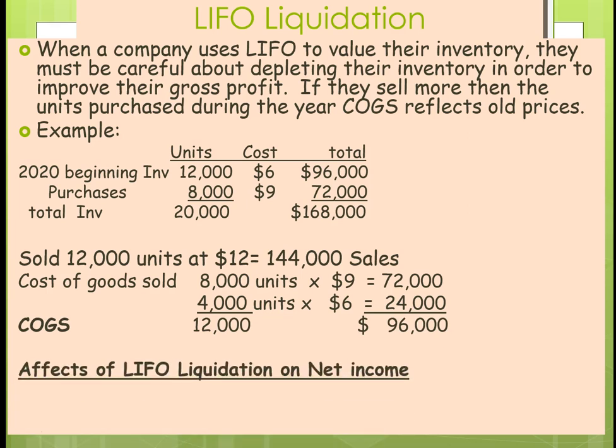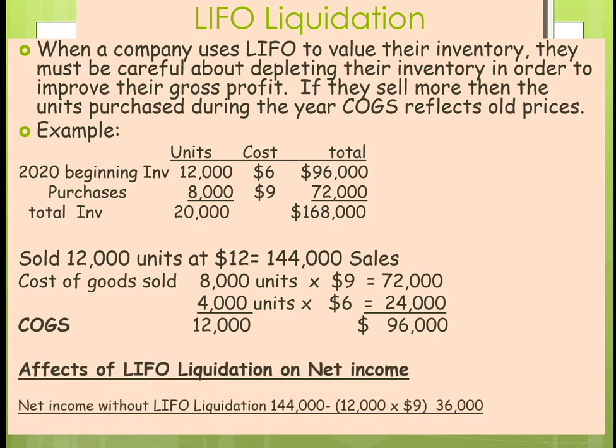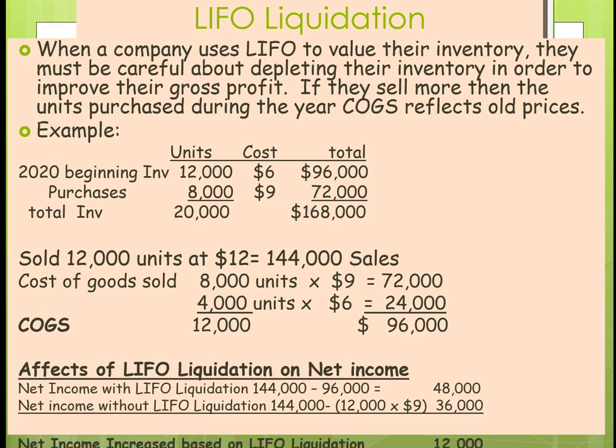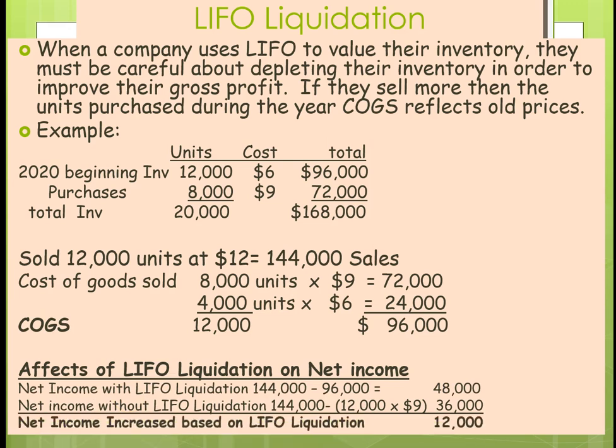What effect does this have on net income? Well, the difference between using LIFO and FIFO is that net income increased based on LIFO liquidation, i.e. they took off the old cost and priced the inventory at less than what it cost to replace it.